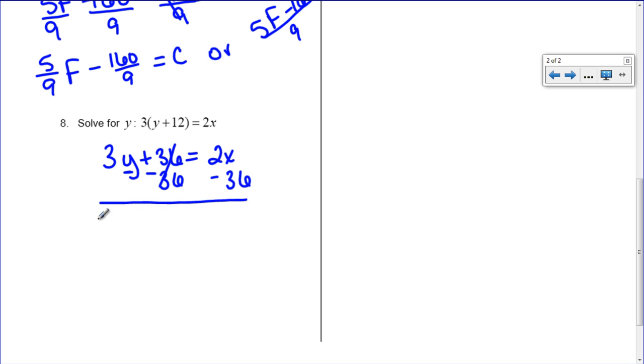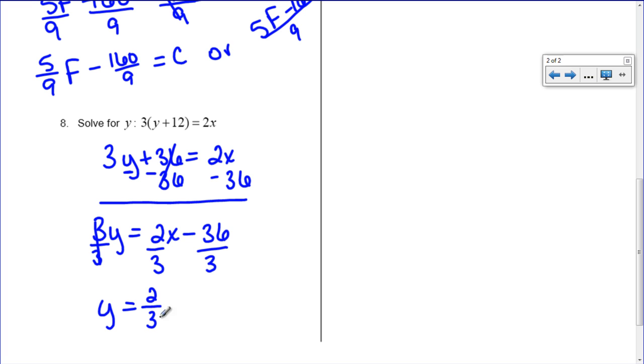So now I have 3y equals 2x minus 36. And then I'm going to have to divide by 3. I'm going to have to divide both parts by 3. So y becomes, 2 divided by 3 is not a nice number, so it becomes 2/3 x. But 36 divided by 3 is going to be 12, so I have minus 12. So this is that equation solved for y.